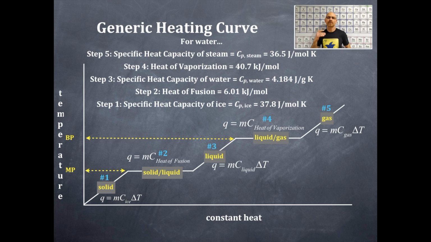Now, if you have a different compound or a different element, you're going to have to look up the values for those specific constants along that entire graphic. But many times, chemistry teachers use this as an example. They use water and then move on to other compounds or substances.